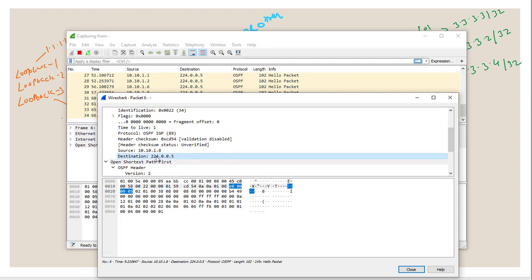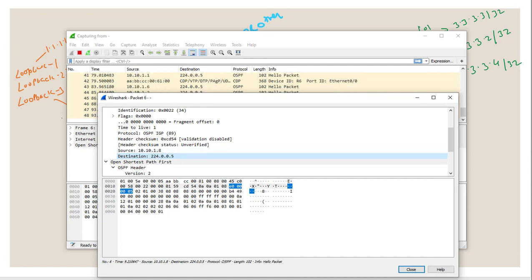The rest of what I would like to show you here is that my destination is 224.0.0.5. So if a router is communicating with any other router, it uses the multicast address 224.0.0.5 as the destination address in OSPF. But if it is talking to the DR and BDR, it will use 224.0.0.6. So these are the two multicast addresses OSPF will use.